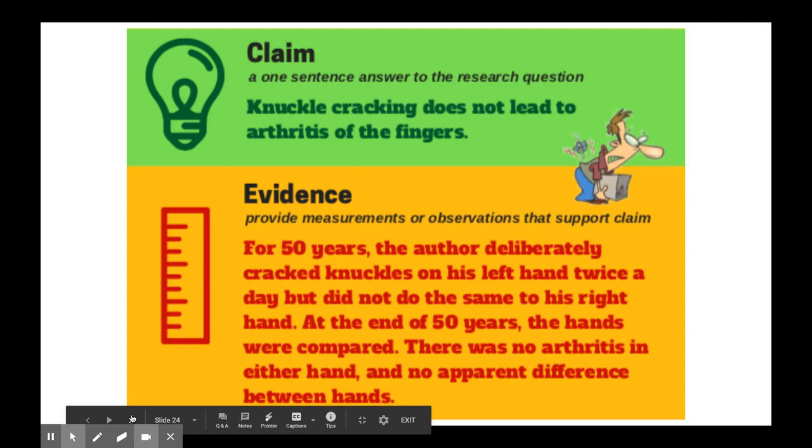And what evidence did he provide? For 50 years, the author deliberately cracked his knuckles on his left hand twice a day, but did not do the same to his right hand. And at the end of 50 years, the hands were compared. There was no arthritis in either hand and no apparent difference between the hands.